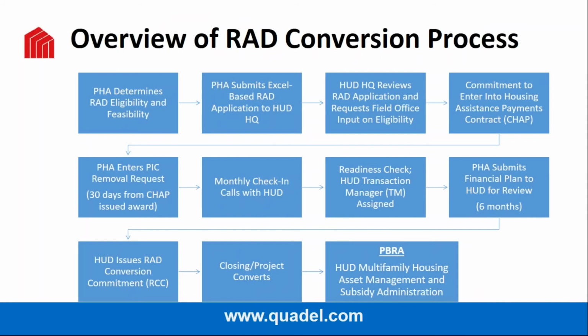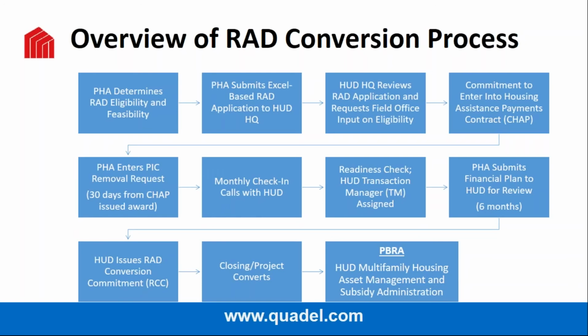On this slide, we want to take a brief moment here again to discuss the overall RAD application and conversion process and the general requirements. During the beginning stages, the PHA and or private owner conducts their research and performs the initial legwork to determine eligibility and feasibility for the RAD program. There are several tools, checklists, and forms provided by HUD which must be completed in order for PHAs and owners to complete their initial assessments.